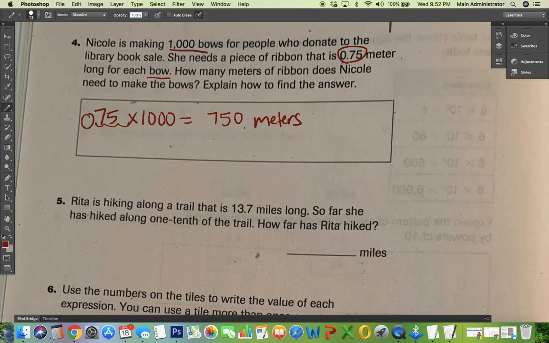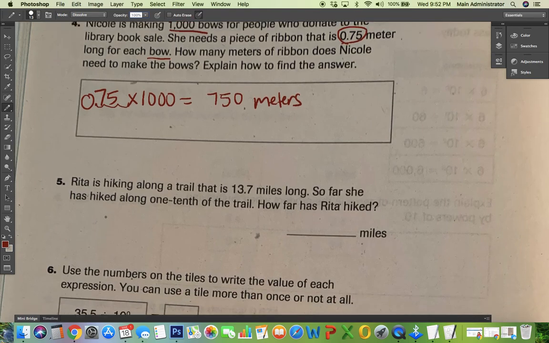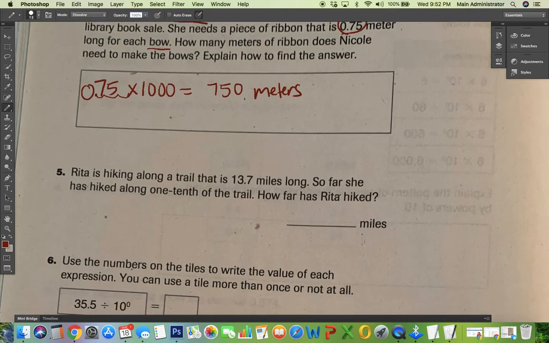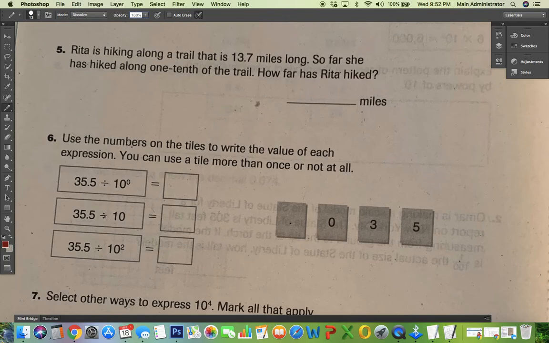Take a look here at number 5. Rita is hiking along a trail that is 13.7 miles long. Here's her trail. So far, she has hiked along 1/10 of the trail. So I'm going to cut this up into 10. I know that if it's asking me for 10, I just need to make 9 lines. One less. 1, 2, 3, 4, 5, 6, 7, 8, 9. Okay, and she has hiked 1/10 of the trail, so she's right here.